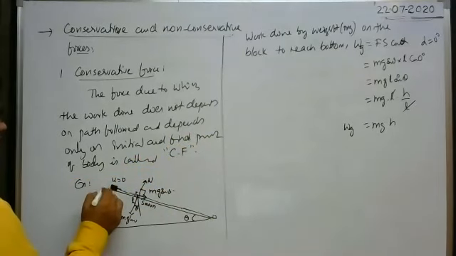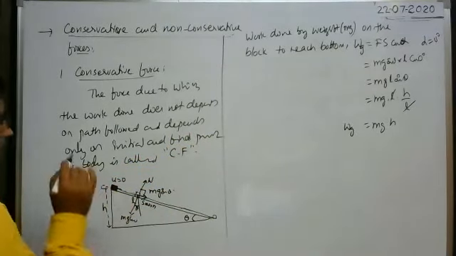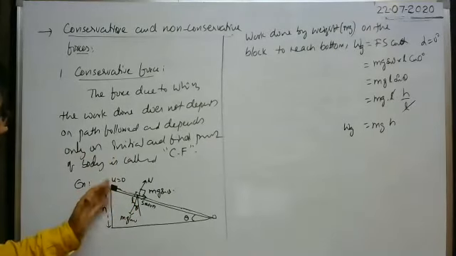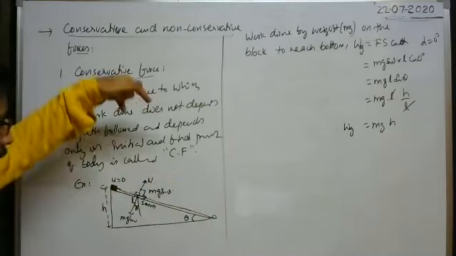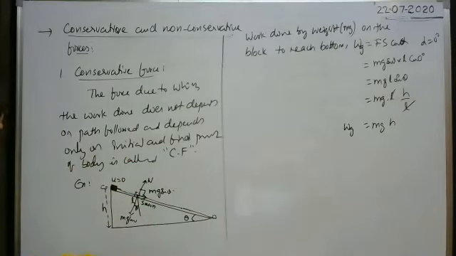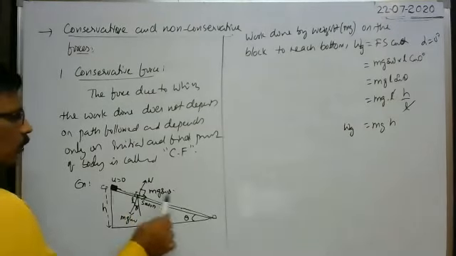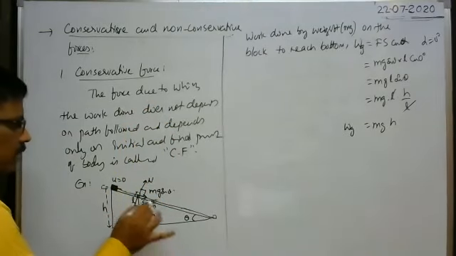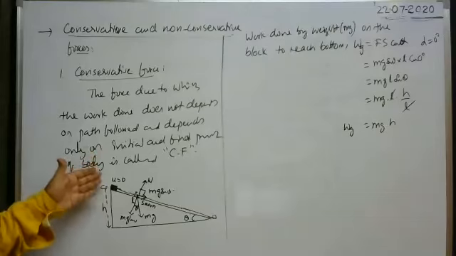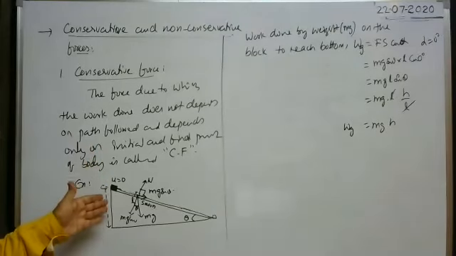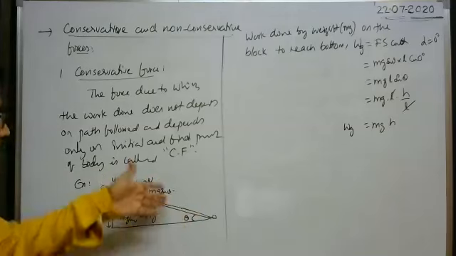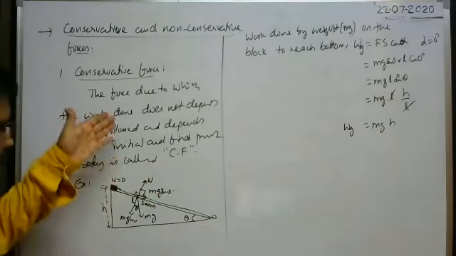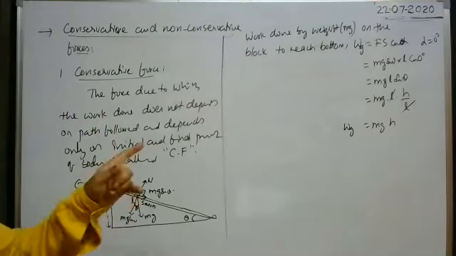Suppose the same body is released from this point. Whenever the block travels from top to bottom, along the gravitational force, that is the vertically downwards direction, the displacement of the body is equal to H. Therefore, in this case, what is the work done by gravity? Whenever the block travels from this point to this point, along the vertical direction it travels a distance H along the direction of the weight of the body or gravitational force. Then the work done by gravity is equal to weight mg into displacement of the body along the direction of weight, which is H. Therefore, mg into H is the work done by gravity.